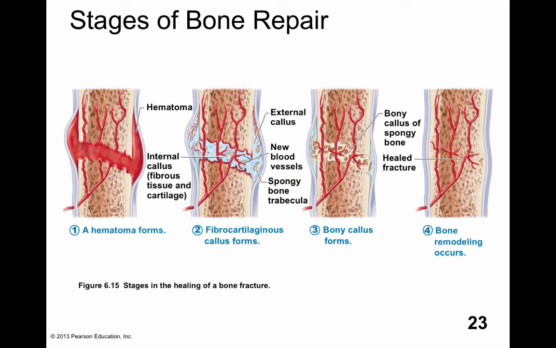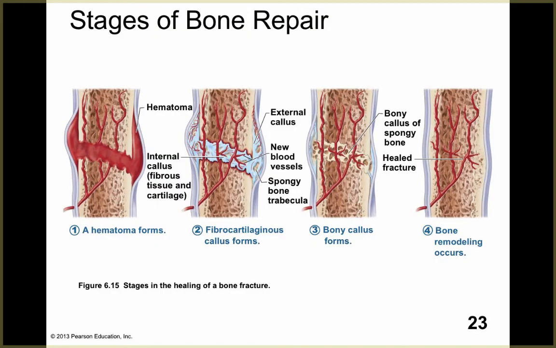So let's talk about the stages of bone repair. So how does bone repair work? Essentially, when we're talking about bone repair, the very first thing that happens is that a hematoma forms. And hematoma is just a fancy word for a blood clot. So blood escapes from broken vessels whenever this happens, and that's where this blood clot or hematoma is going to come from.